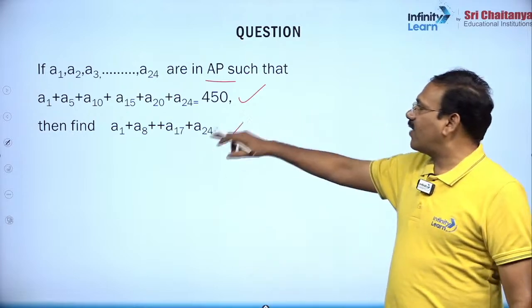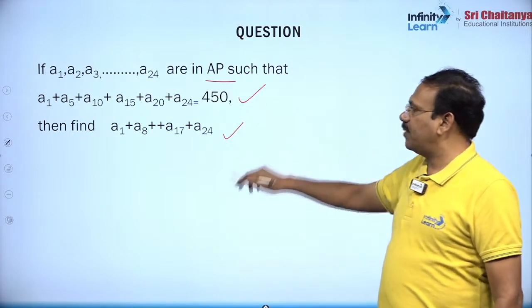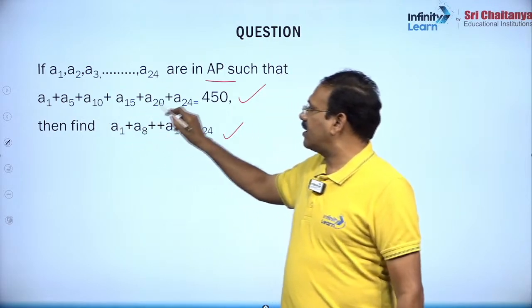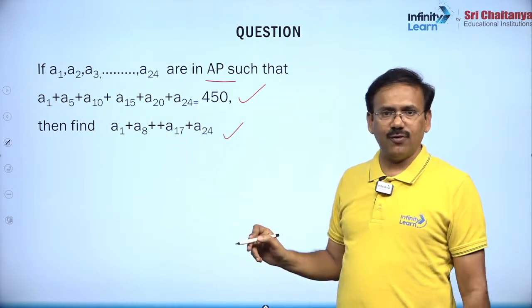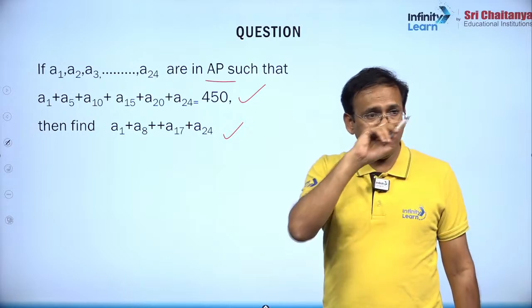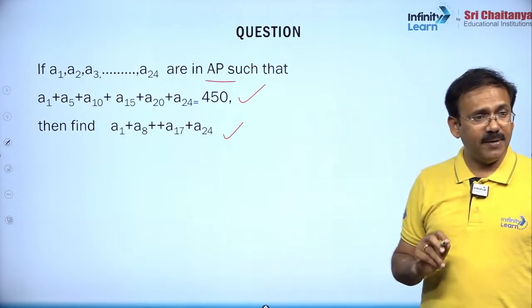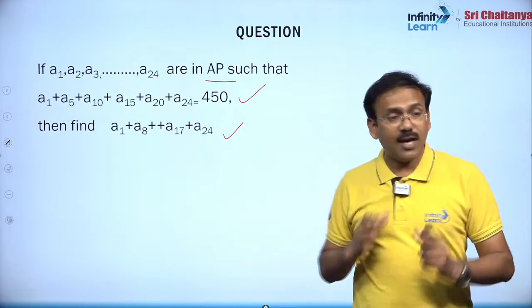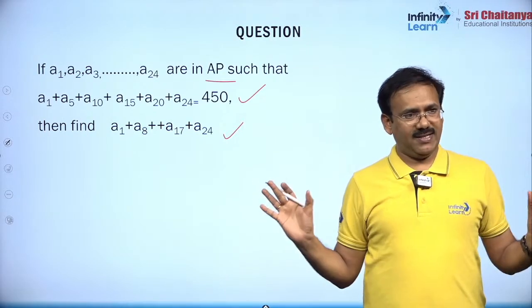You see, A1 to A24 are in AP, and he has taken only certain terms: A1, A5, A10, A15, A20, A24. The sum is going to be, yes, basic application of AP, that I know, Ronak, you are correct. But my point is, can you give the answer without any calculations?